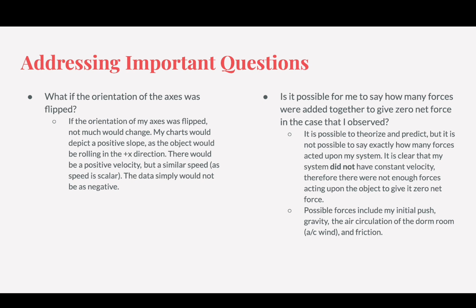The final question that must be answered is: is it possible for me to say how many forces were added together to give me a zero net force? It's possible to theorize and predict, but it's not possible to say exactly how. There's simply not enough information. If it were to have zero net force, possible forces acting on it could include my initial push, gravity, the air circulation of the dorm room, and friction.